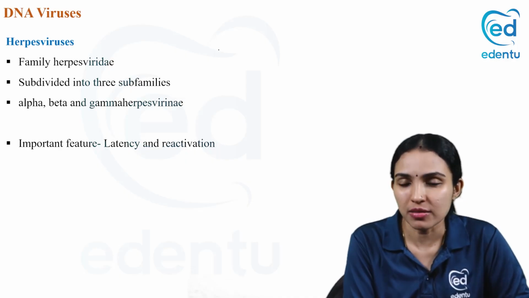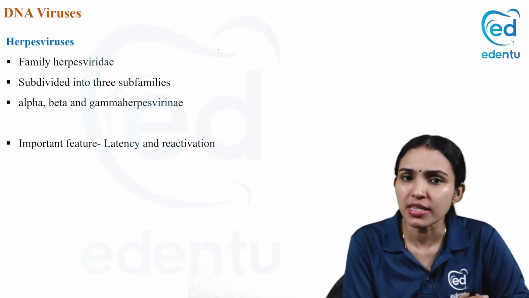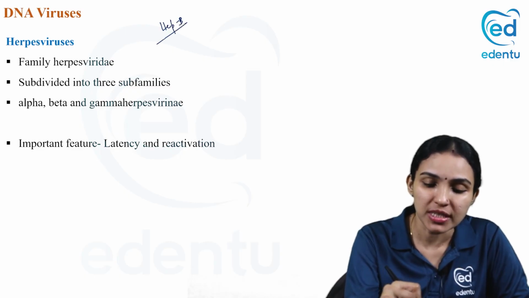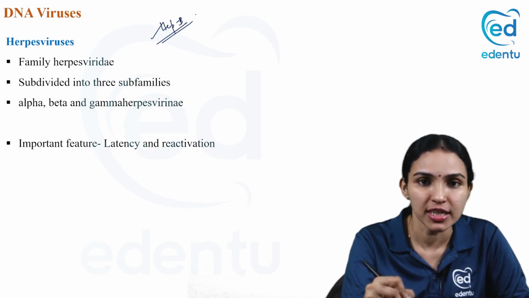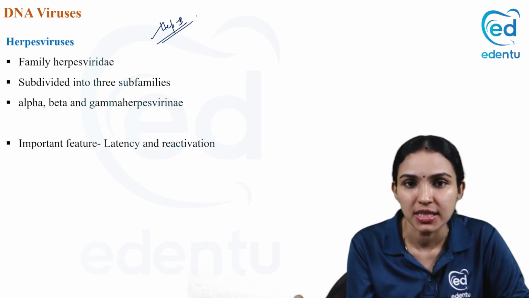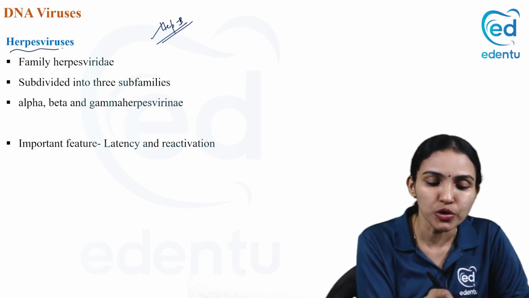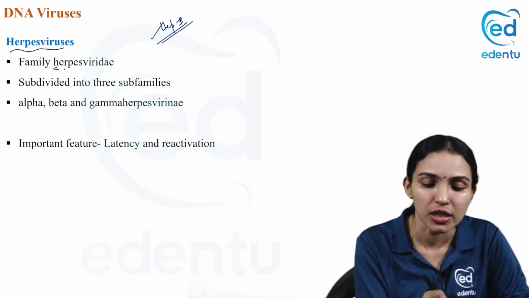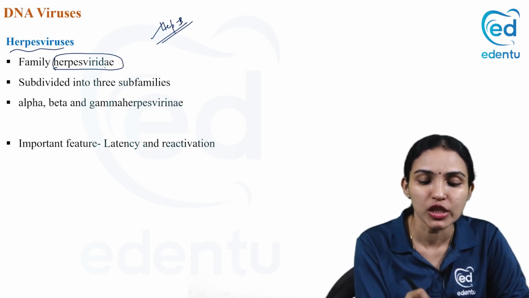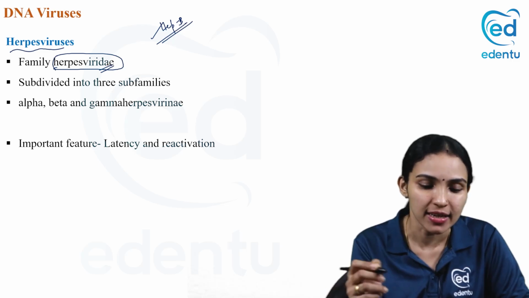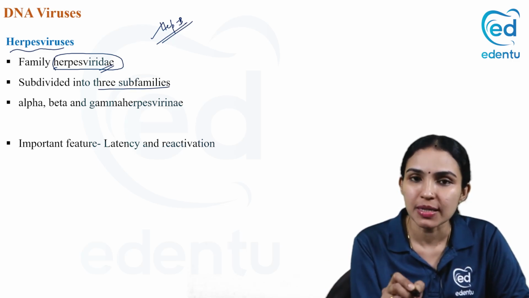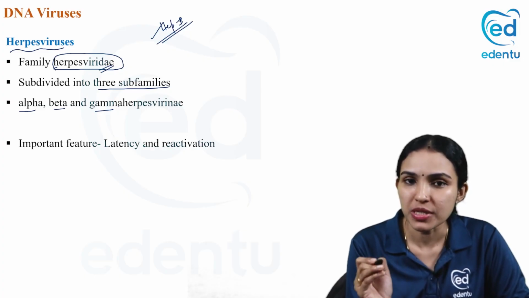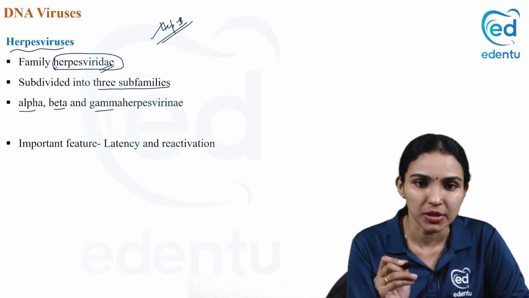So we are seeing the most important ones. One of the DNA viruses we have already learned is hepatitis B virus. Hepatitis B virus is an important DNA virus which was dealt with along with the hepatitis viruses. So now we are going to see the next important DNA virus, that is the herpes virus group. The family is called herpesviridae. So all the family names end with viridae. And they are subdivided into three subfamilies: alpha, beta, and gamma. Alpha herpesviridae, beta herpesviridae, and gamma herpesviridae.